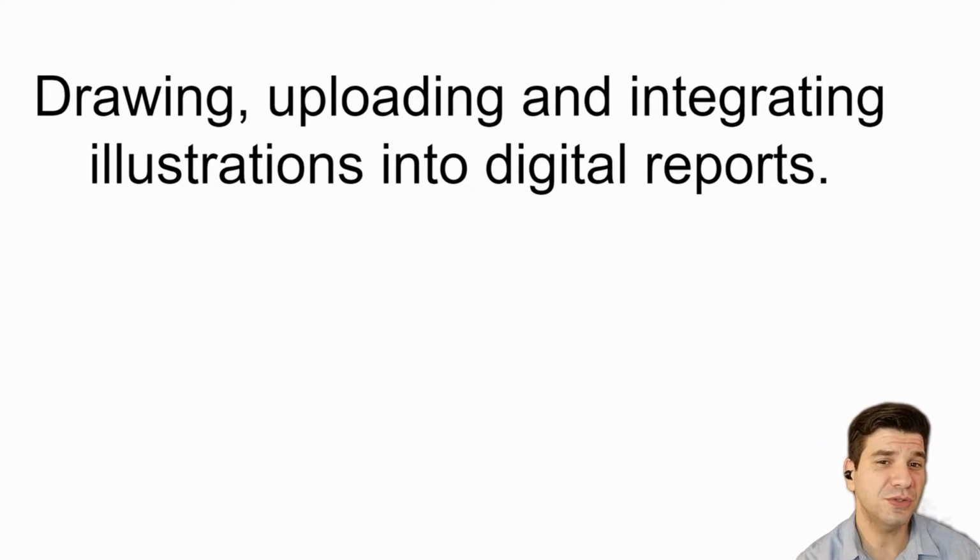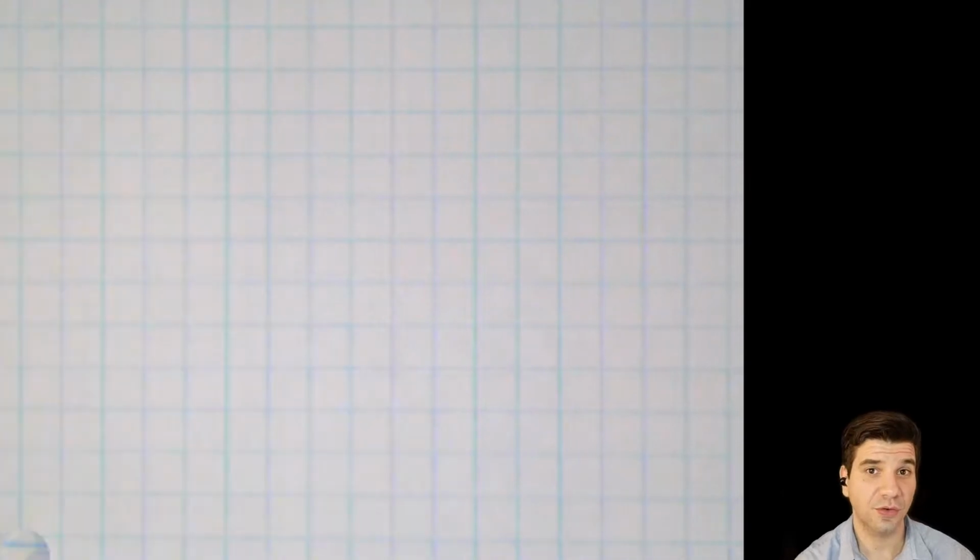Today I'm going to show you two simple ways to illustrate standing waves and upload them into your digital classwork. There are multiple ways to do this, but we're going to start off with the simplest one first. All you need is graph paper and a pen or a pencil. Now, you don't necessarily need graph paper, but it's going to make everything look a little bit neater.